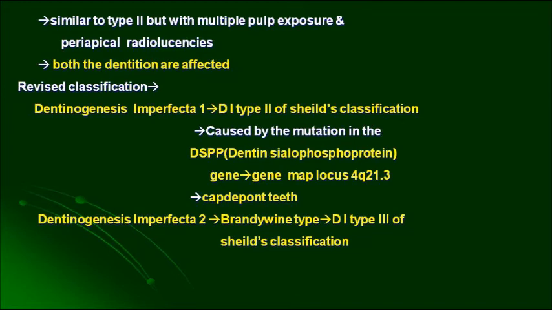So you got the difference. In the revised classification, we have only two types of dentinogenesis imperfecta, but in the Shield classification we have three types. Type 2 in Shield classification is actually type 1 of revised classification, and type 3 of Shield classification is type 2 of revised classification. So that is the difference.